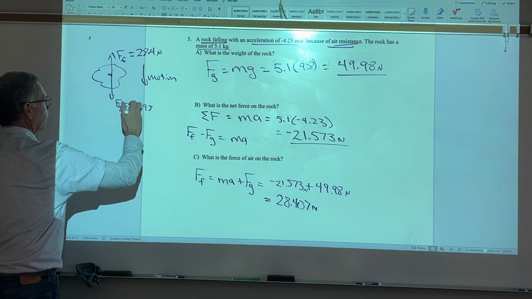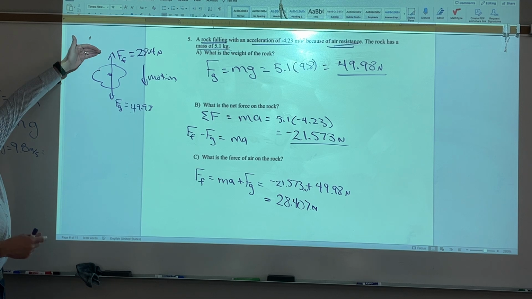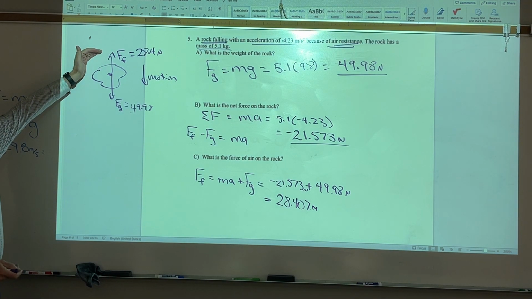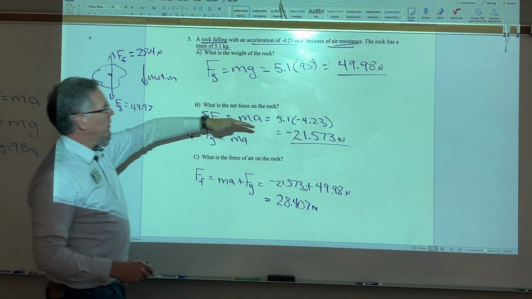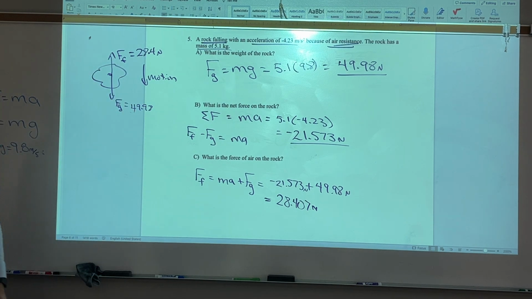All right, so my next question, does that make sense? I think so. The weight is larger than the force of friction? Yes. Why? Because it's falling. Right, it's falling, it's accelerating downward. So the downward force has to be bigger to get a downward acceleration. Okay, very good.